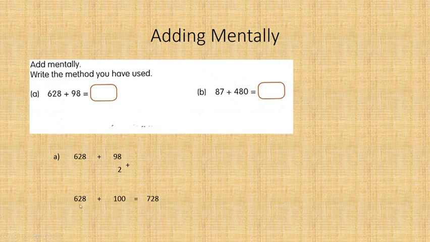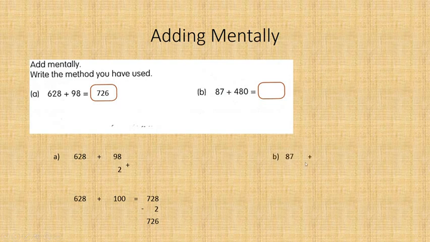So that it's very easy to do it. 728, because 628 plus 100 is going to be 728. But take care, you added 2 here. So what about subtracting 2 from the answer? Because you added 2 at the question, so you have to subtract it from the answer. So the answer is going to be 726. Okay? Okay, so let's go to question number B.